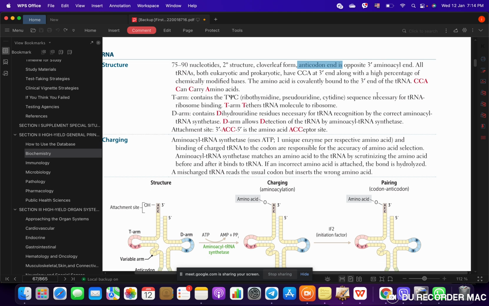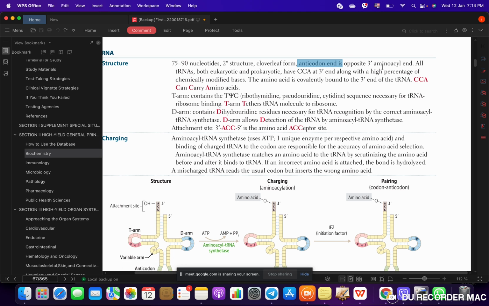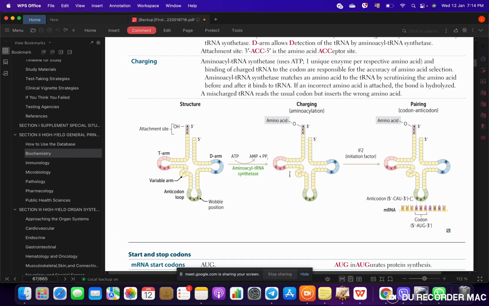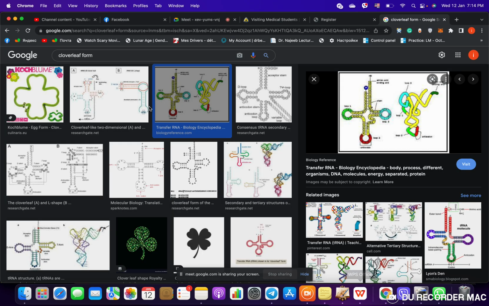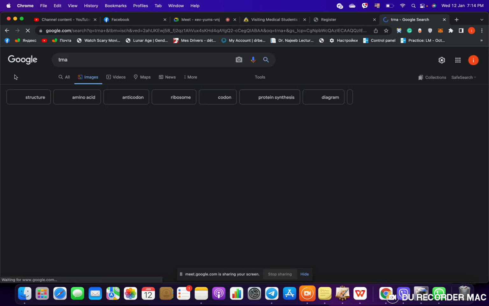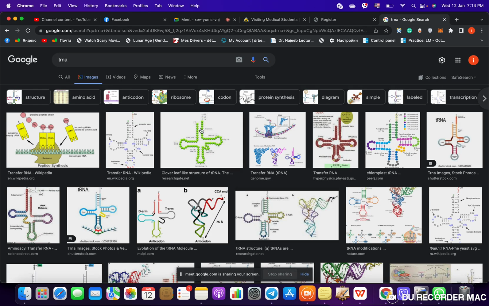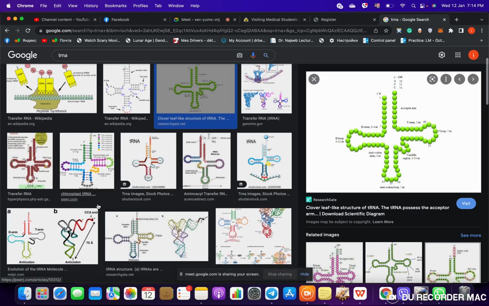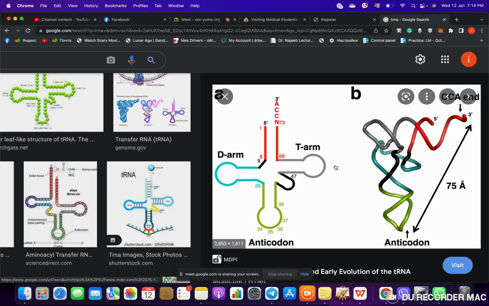We have an anticodon end, which is opposite the 3' amino acid end. Let's take a look at this. So we have a few regions here that you need to know about. When you speak about the tRNA, it has the following regions. It has an anticodon. Where is the picture? Yes, this one. Okay, this is a much better picture. You can see the T arm, you can see the D arm, and you can also see the what?